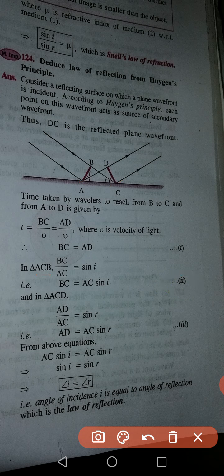Alright. Next, from triangle ACD, this one only, with A, C and D. In this triangle, this is the angle r. So sin r will be perpendicular by hypotenuse again. The perpendicular is AD, the hypotenuse is AC. So AD by AC is sin r. From this, AD equals AC sin r, equation 3. Now what we are going to do is, we know BC equals AD.